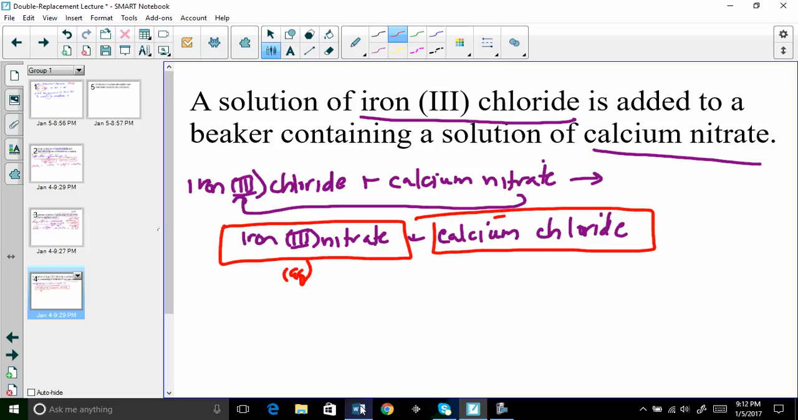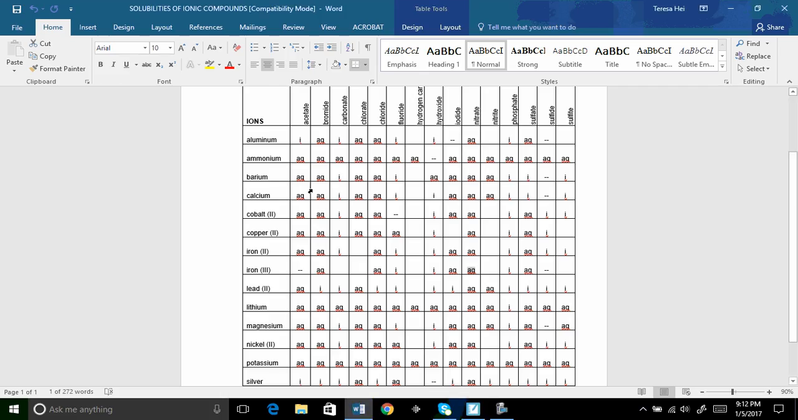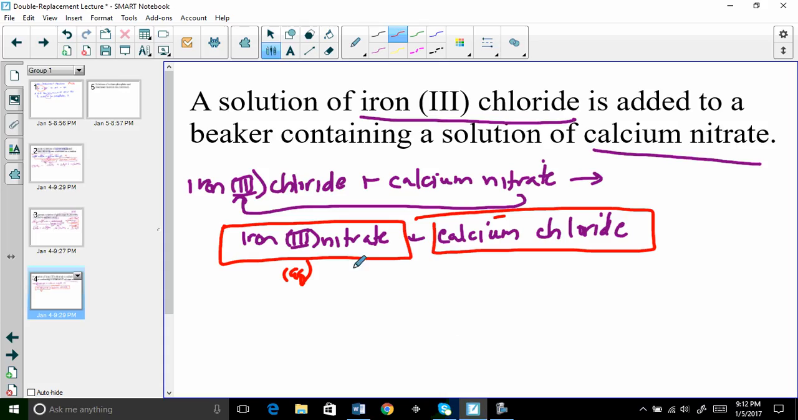Calcium chloride. Go back here. Here's calcium. Here's chloride. Sorry, I got two of them. This is also AQ right here, calcium chloride. This will be your favorite when this happens. Okay, let me go back to my first slide.